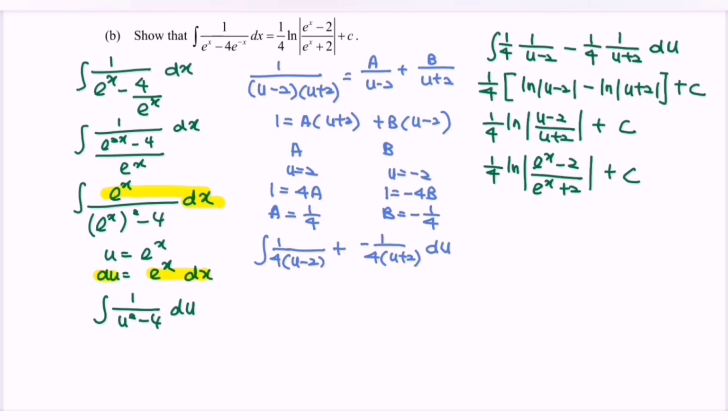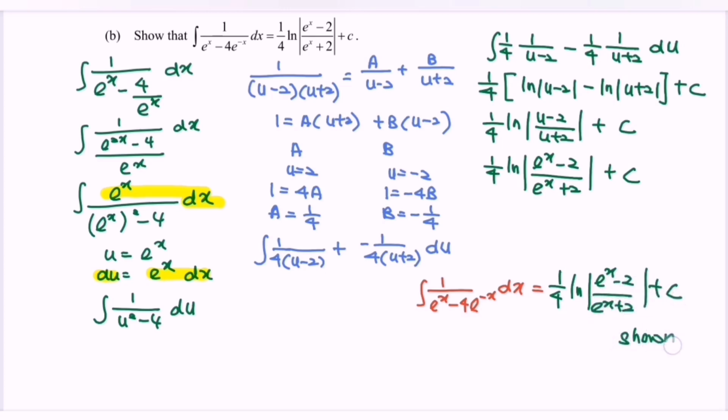So kindly refer to the question. We have to show that the integral of 1 over e to the x minus 4 multiplied with e to the negative x dx is equal to 1 over 4 ln bracket e to the x minus 2 over e to the x plus 2 plus c. And we have already shown the situation.